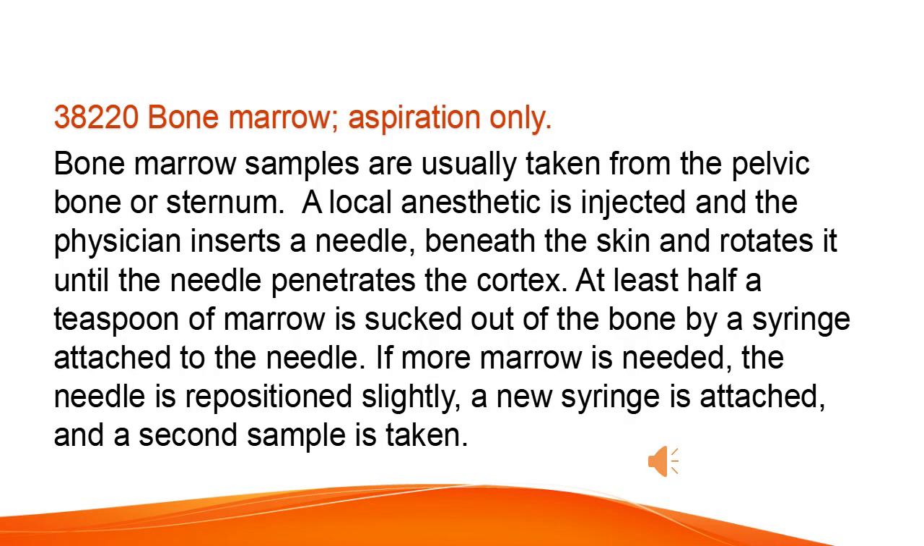Bone marrow, aspiration only. Bone marrow samples are usually taken from the pelvic bone or sternum. A local anesthetic is injected and the physician inserts a needle beneath the skin and rotates it until the needle penetrates the cortex. At least half a teaspoon of marrow is sucked out of the bone by a syringe attached to the needle. If more marrow is needed, the needle is repositioned slightly, a new syringe is attached, and a second sample is taken.